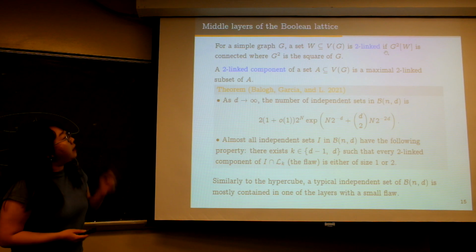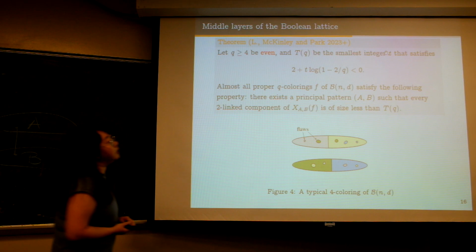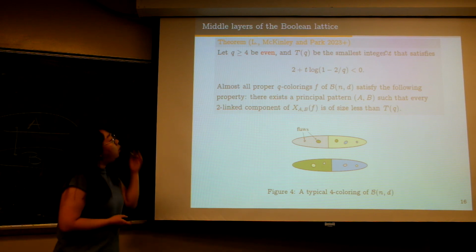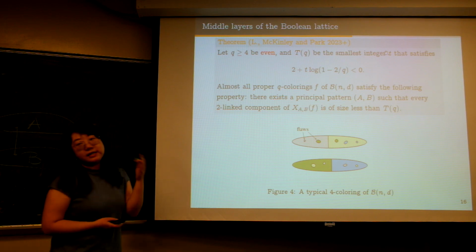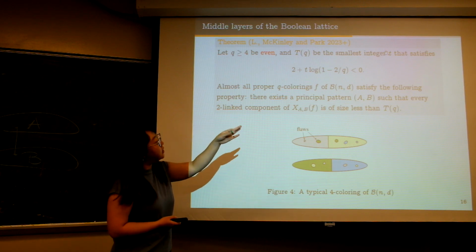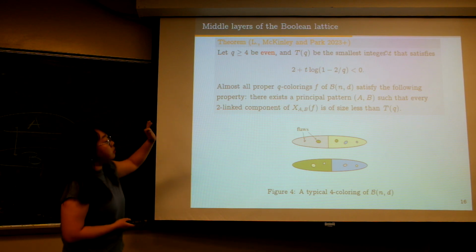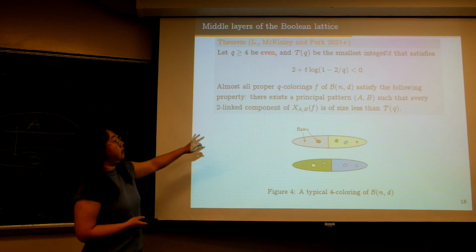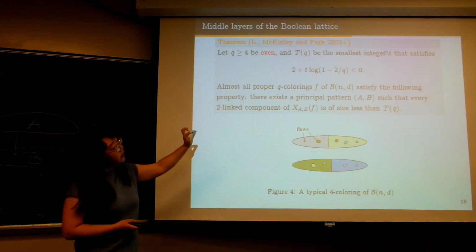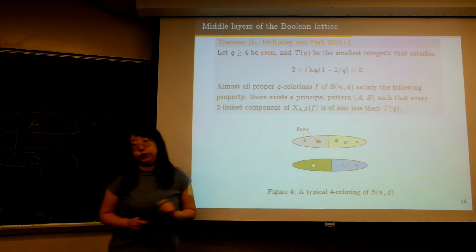How about for colorings? This is actually a new result from this year. With Park and McKinley, we showed that when Q is at least 4 and also Q is even, we define this TQ to be the smallest integer T which satisfies this inequality. Then we show that for almost all the proper Q colorings, there exists a principal pattern E and B such that every two-linked component of the flaw is of size less than TQ.